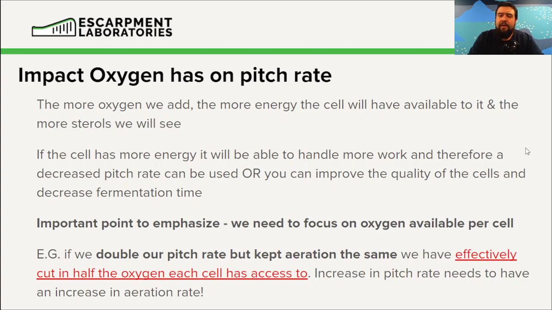Say it again. If I double my pitch rate, but I keep my aeration the same, each cell is going to have available to it half the amount of oxygen it would have normally. When you're looking at oxygen and a few other limiting nutrients, it's really important to think of things this way: if I add more yeast cells, but I keep my aeration the same, the amount of oxygen is the same, that pie is the same size, but there's more people eating it. This can be a problem.